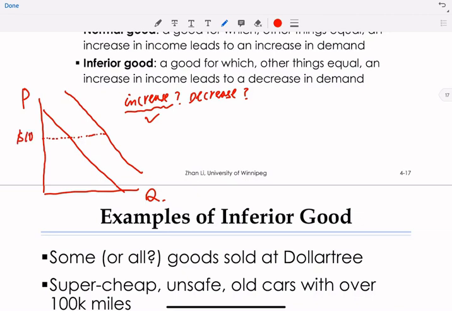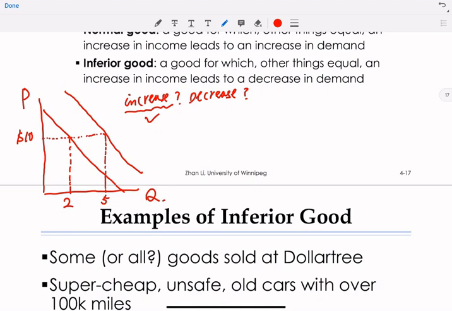Now, before the shift, let's say your quantity demanded is, let's say 2, right? 2 apples, 2 oranges, whatever. Now, what about this point? I don't know the exact number, but you can be sure that this quantity demanded has to be larger than 2, right? So let's say we just put a number here. Let's say it's 5.